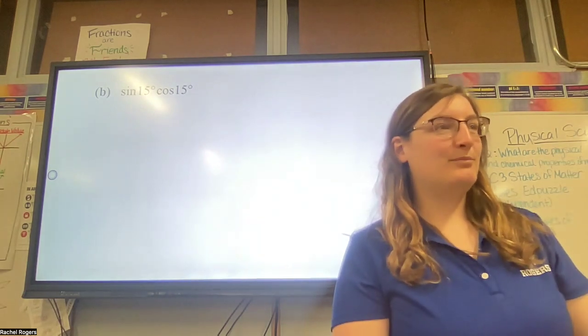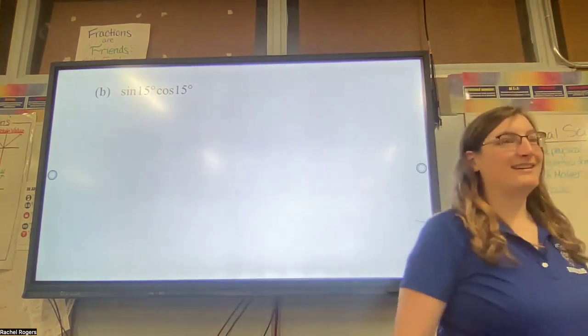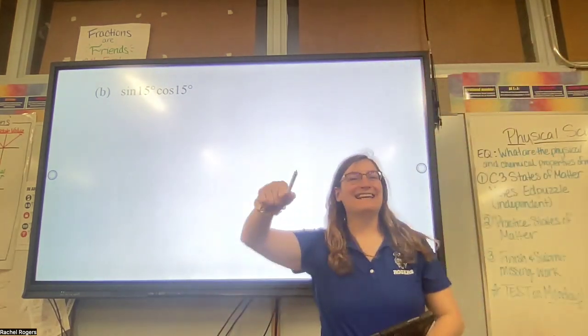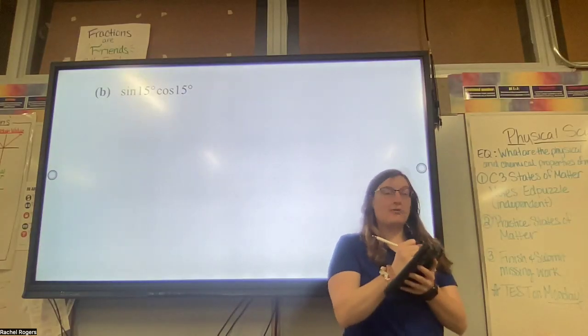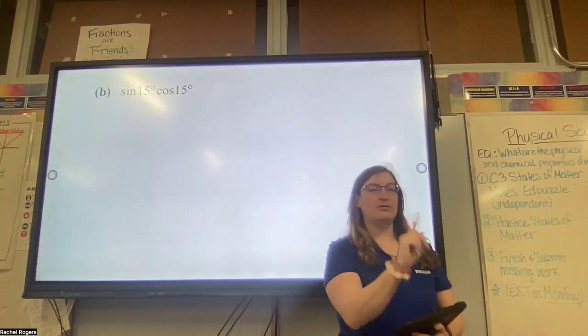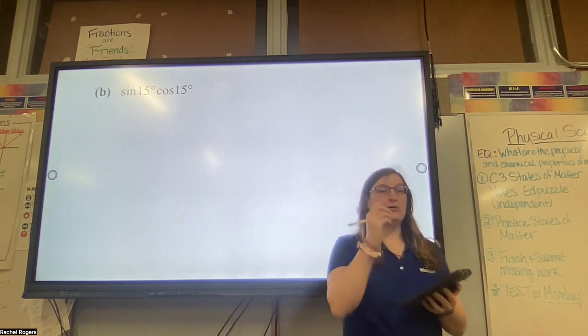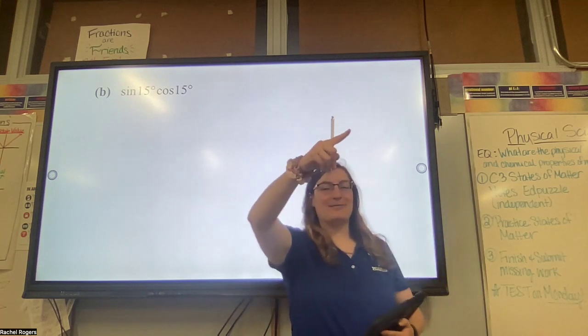Multiply both sides. But there's only one side. Sammy's got it. We can multiply things by 1, right? We've established that. We can multiply by 1. What version of 1 are we going to multiply by, Sammy?